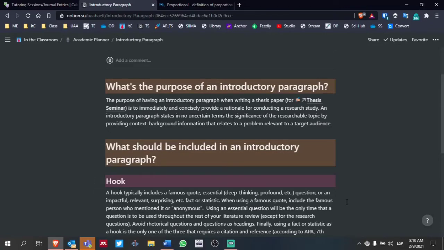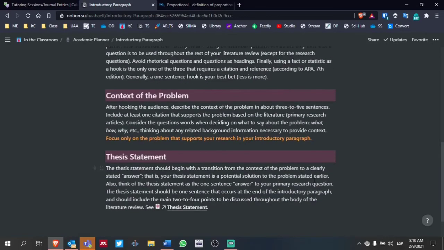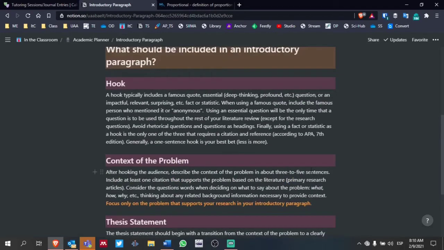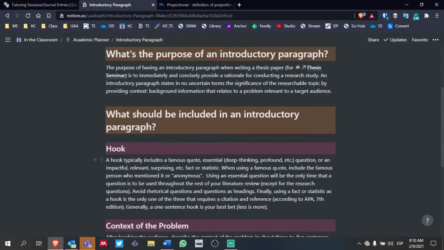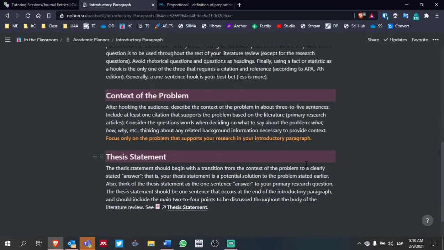We want one paragraph, approximately 250 words, and again, try to include a hook, context of the problem, and thesis statement. You can take a look at this page to get further information about those three. But it is important to think of the introductory paragraph as kind of a problem and solution paragraph. This is basically stating the significance, the importance, or the relevance of your paper so that you transition into a thesis statement that provides the possible solution to that problem.